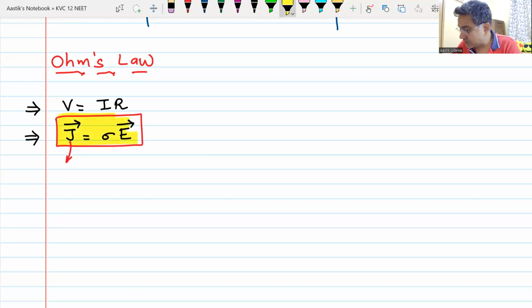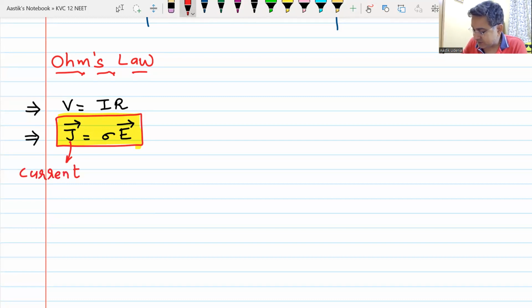No one remembers this J vector? There is only one vector that we have done in this chapter. What is that vector? J vector. Drift velocity. Why will I call drift velocity as J? There's no relation. Okay, you've forgotten it. This is the current density.